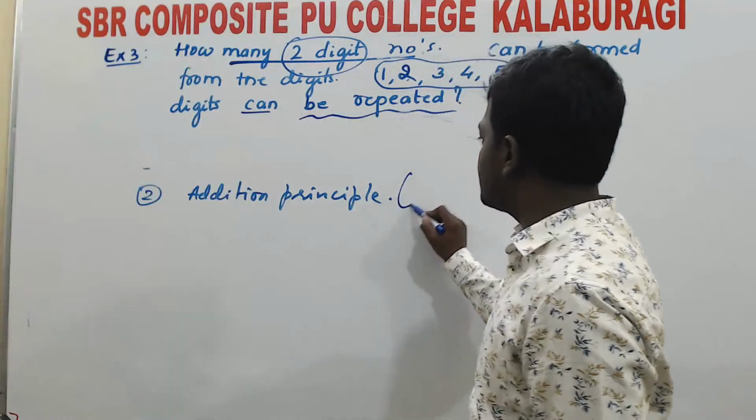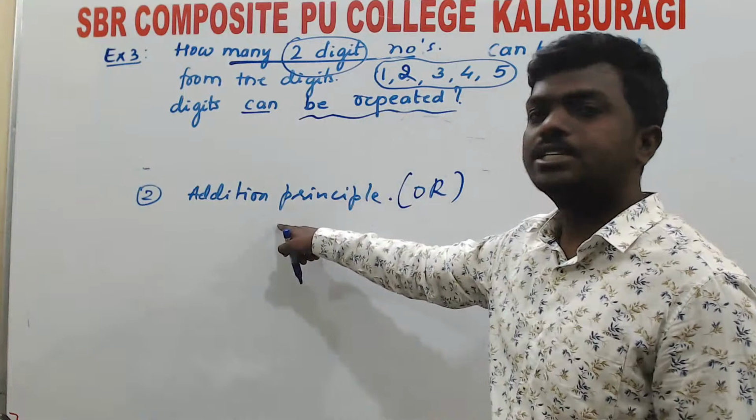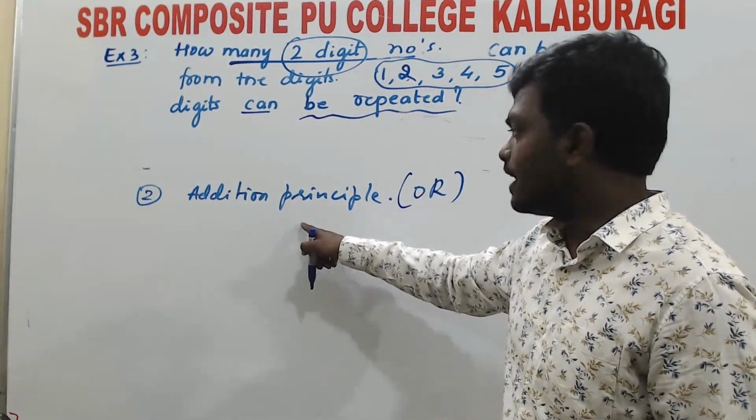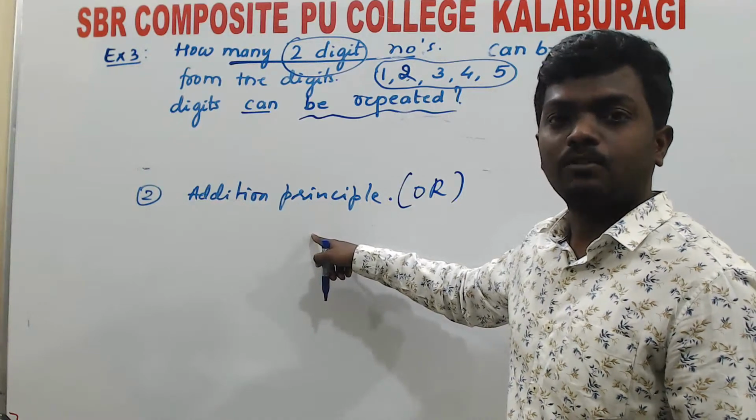And the addition principle is always "or". So whenever we come across "or", the addition principle is to be used. And for the addition principle, the example is the last example, the fourth one.